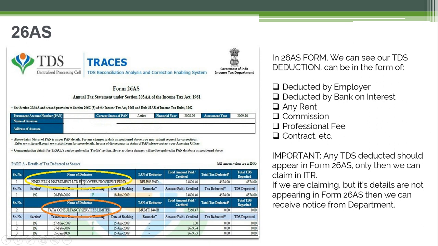So here you can see the name of the deductor, Hindustan Instrument Limited Employees Provident Fund. Here you can see the TAN of the deductor and the total tax deducted. And here it's just an example that Tata Consultancy Services Limited have deducted this much amount. So wherever you got some income, suppose you are acting as a resource person for any organization and they are paying you an honorarium, say they have paid you 2000 and they have deducted 200, all these details will be available here.